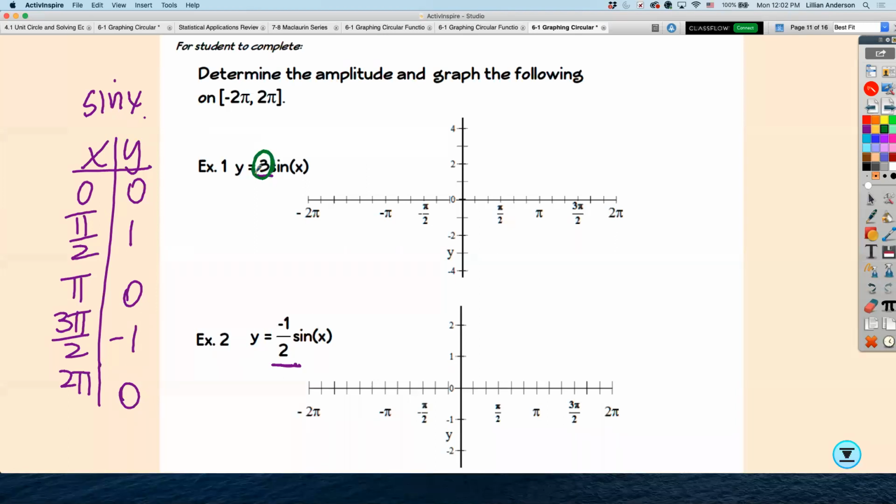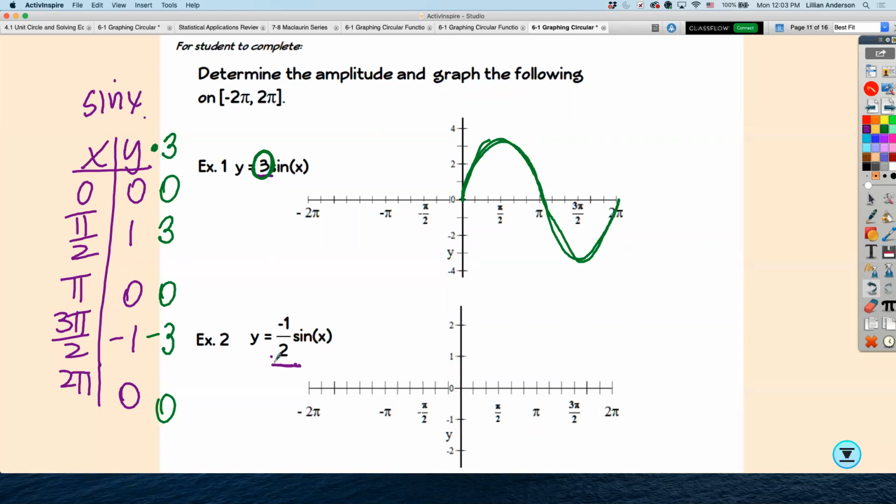How would I apply the 3 to my table? I multiply that 3 by the y value. So then it would be 0, then 3, 0, -3, and 0. So my graph would be stretched, going up to 3, then going down to -3. Up to 3, down to 0, -3, 0. Roughly. Like so.